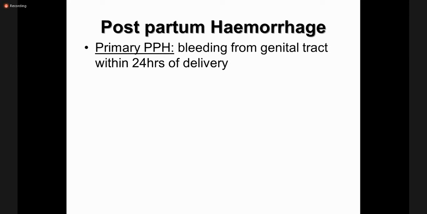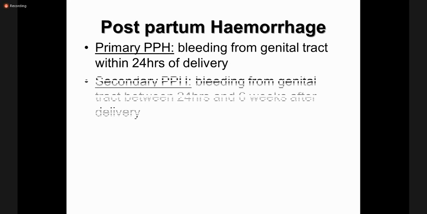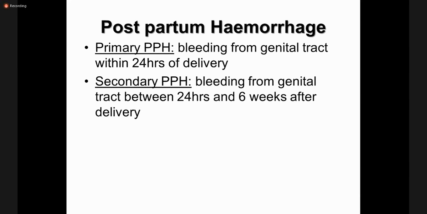There are two types of hemorrhages, primary and secondary. The primary is bleeding from the genital tract within 24 hours of delivery. The secondary PPH is bleeding from the genital tract between 24 hours and 6 weeks after delivery. Okay, so this is primary and secondary. After 24 hours, secondary. Before 24 hours is primary PPH. Okay, what are the causes of postpartum hemorrhage?